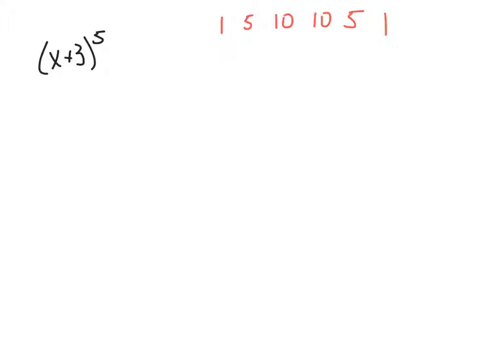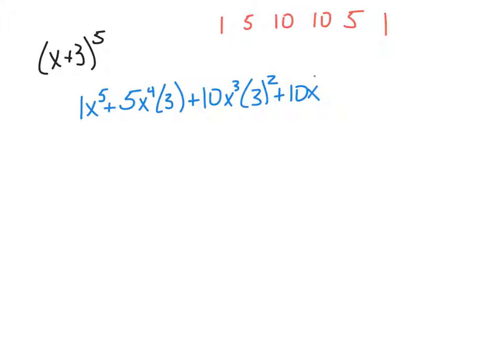We're going to have an extra step here because instead of a variable, we have a 3. But the first term is going to be 1x to the 5th, plus the coefficient is going to be a 5 now, x to the 4th times 3, plus 10 x to the third, 3 squared, right? These exponents still add up to 5, plus 10x squared, 3 to the third now, plus 5x, 3 to the fourth, plus 1 times 3 to the fifth.